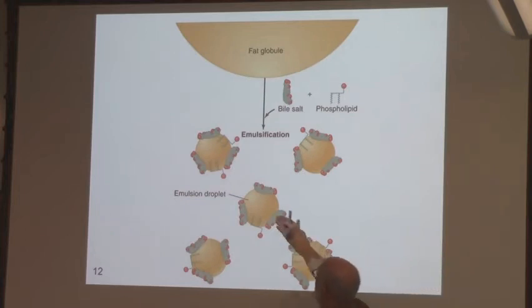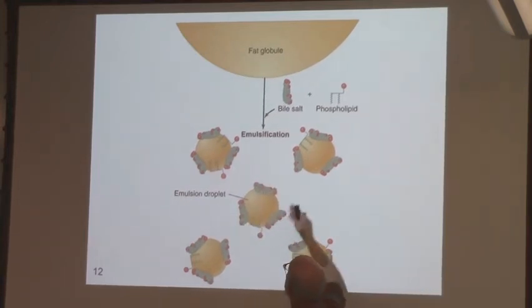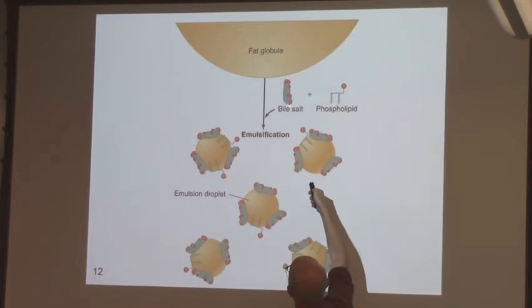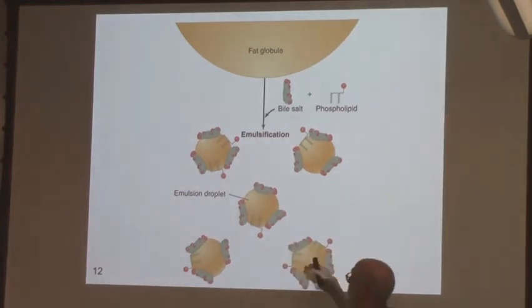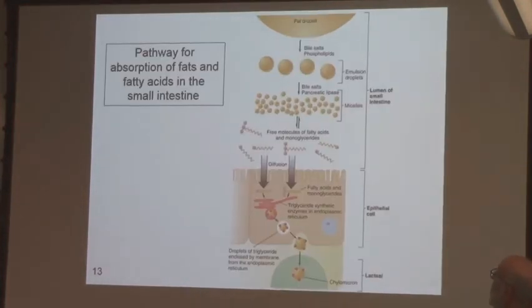So this emulsion of fat and phospholipid from bile and bile salt from bile forms these tiny droplets. So here is the glob of fat that was eaten. Here's the emulsion droplet that is formed in the small intestine, in the duodenum, when it's mixed and churned up with bile.